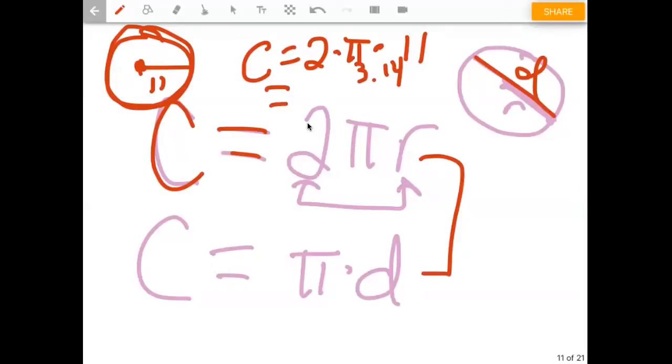So what does that come out to be? 60 something? So can anyone do that? 2 times 3.14 times 11. 69.08. So the circumference is 69.1, whatever your unit is. I'm just going to say centimeters.